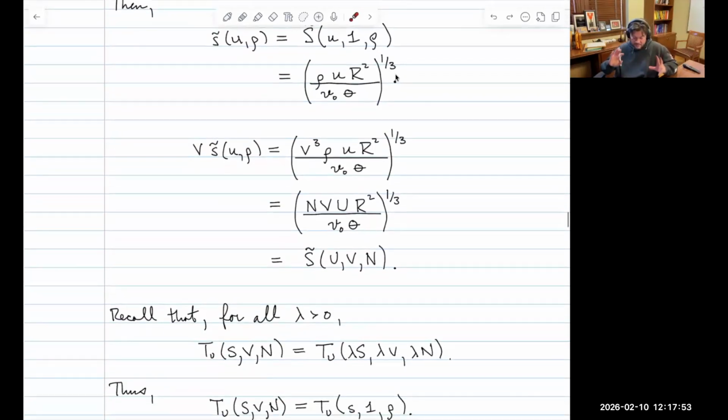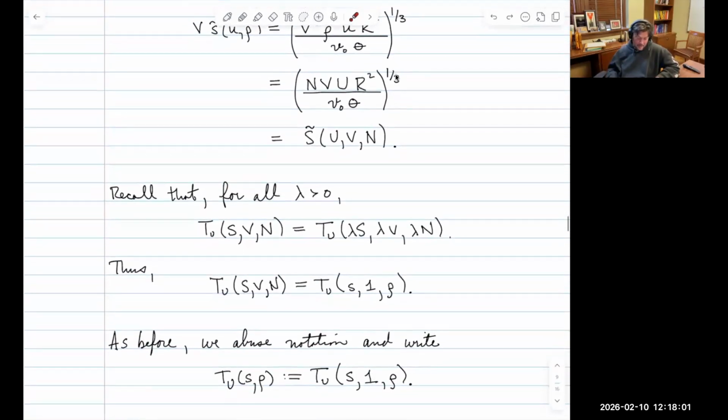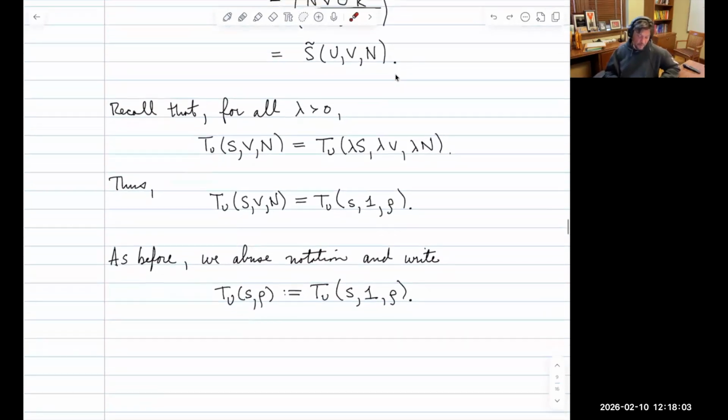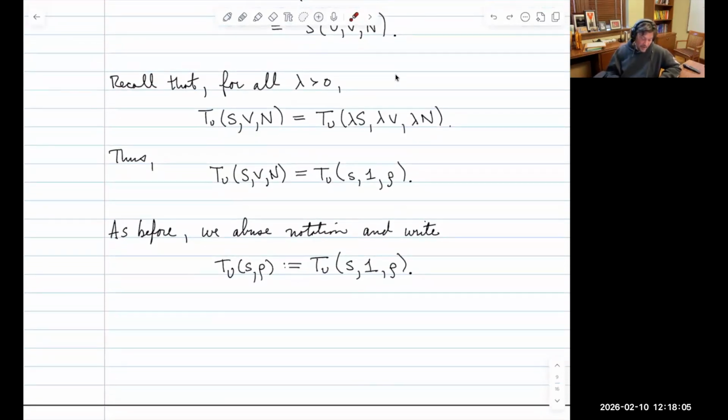So there's nothing super sophisticated about any of these manipulations. It's more or less the same as the manipulations that we had whenever we did this with the molar case. Recall that the temperature is a homogeneous of degree zero function. And so if we introduce the same idea, suppose that lambda is now 1 over v, then this becomes the entropy density. V over v is 1, and n over v is rho.